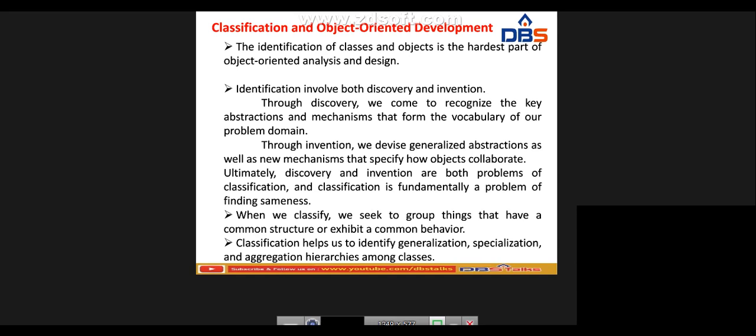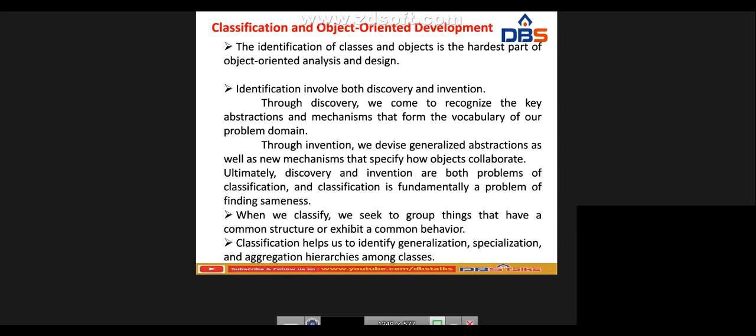When we classify, we seek to group things that have a common structure or exhibit a common behavior. So first we have to classify which groups share a common structure and which share a common behavior. We have different modules, so in the different modules, which things are common, which modules have the same behavior, and which have the same structure. For that we have to identify. When we classify, we seek to group things that have a common structure and exhibit common behaviors.